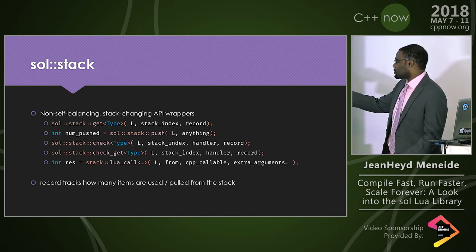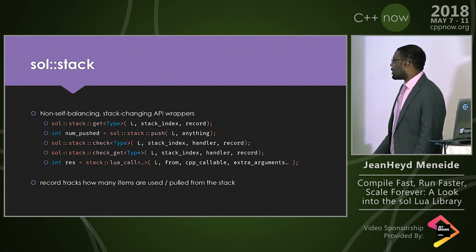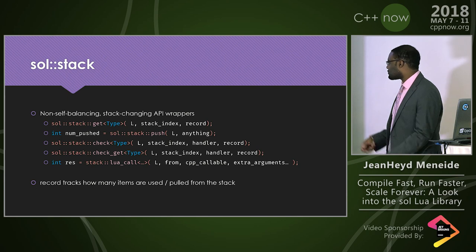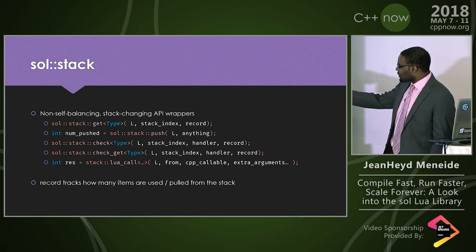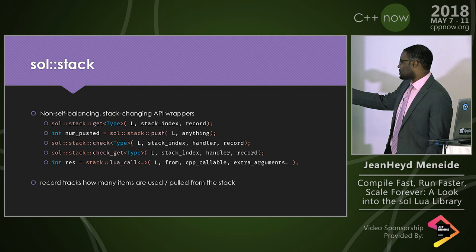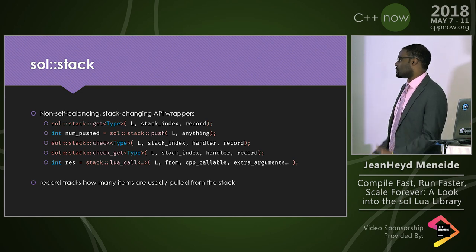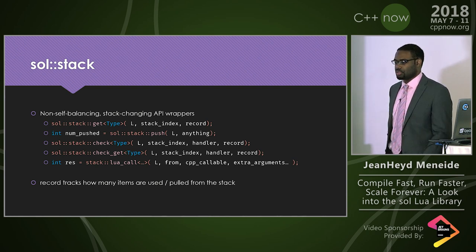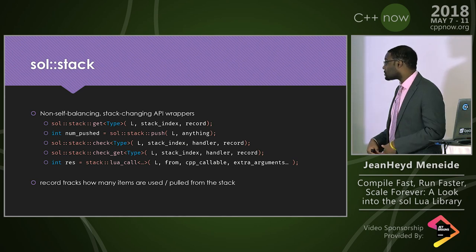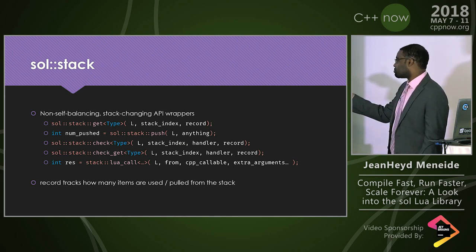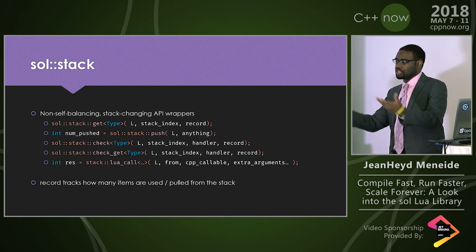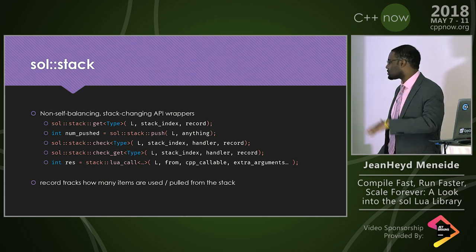And so what this does is return a type analogous to the type that we pass in the template parameter. So this will let us get a type out of the stack, right? At some index, for some definition of whatever that means. Then we have push here, where we give it the state that we have and anything, right? We throw in a number, a boolean, a string, our own custom struct, whatever it is. This pushes it into Lua, right? That's its job. And it returns the number of things that we pushed onto the stack, so this helps us keep things clean.